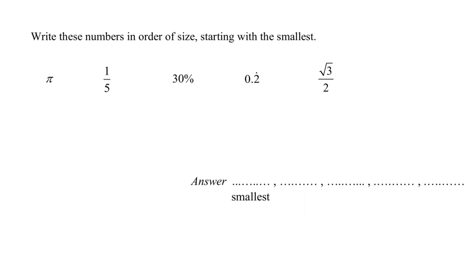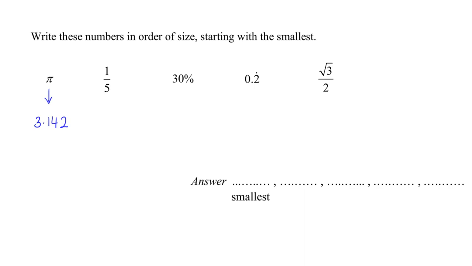We are required to write these numbers in order of size, starting with the smallest. Now, the easiest way to go about doing this would actually be to convert all the numbers here into decimals. And so, pi will be equal to 3.142 corrected to 4 significant figures.